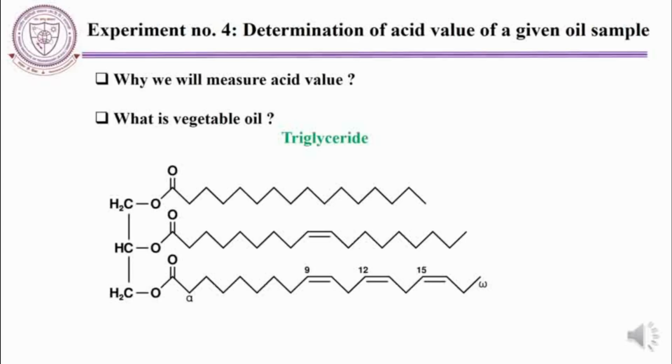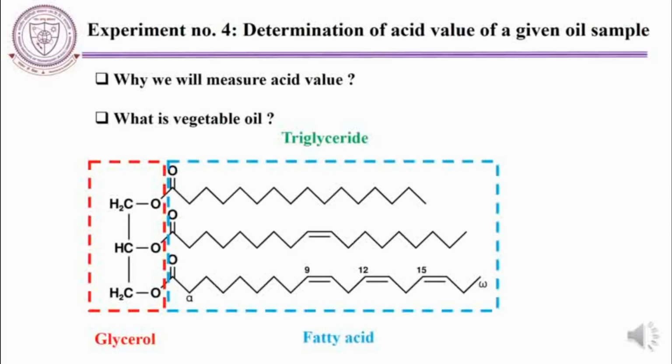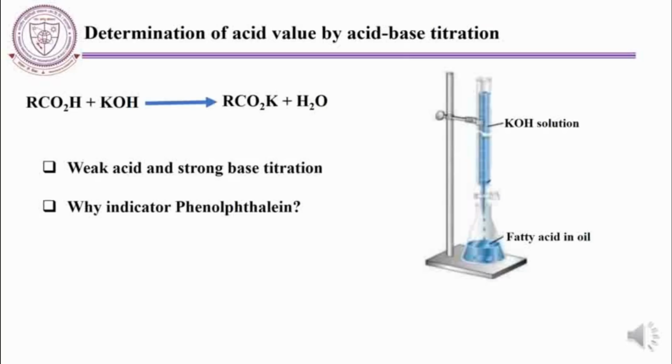In the next slide we will see what the triglyceride is here. It contains two parts, one is the glycerol and another part is fatty acid. So this is basically an ester. The titration we are going to carry out here: RCO2H, the fatty acid present there, reacts with potassium hydroxide to form RCO2K and water. So this is a titration of a weak acid, the fatty acid present in the oil, and a strong base, potassium hydroxide. And here we are using one indicator, phenolphthalein.